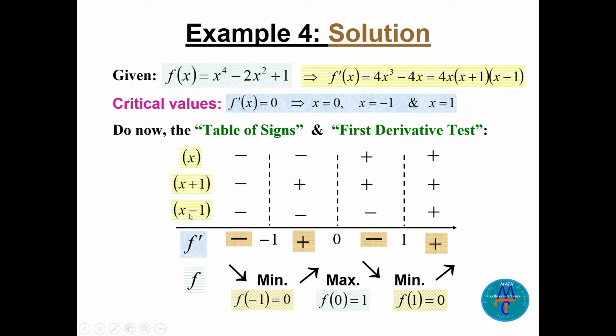We did this many times, x minus 1. So these are negative. When you take a test point from inside the interval and multiply, you get f prime is negative. That means the function f is decreasing. Where f prime is positive, the function f is increasing. Then f prime is negative again, so f is decreasing, and then here f is increasing. So here we have a minimum, here a maximum, and here a minimum.